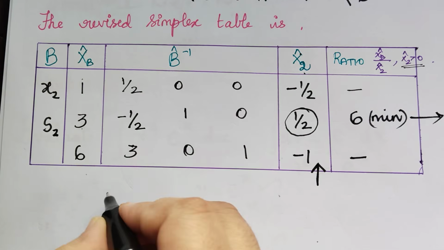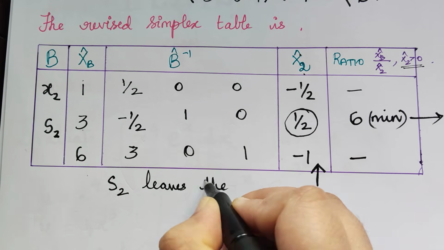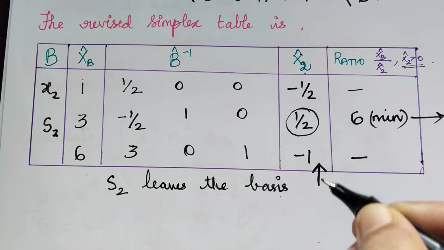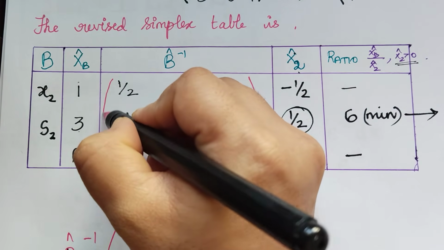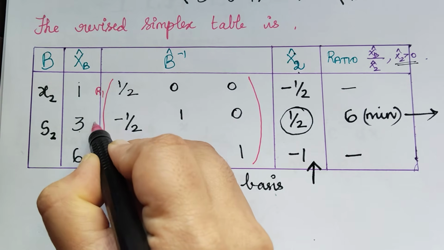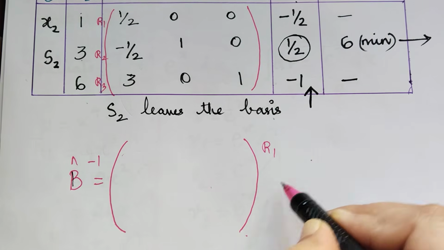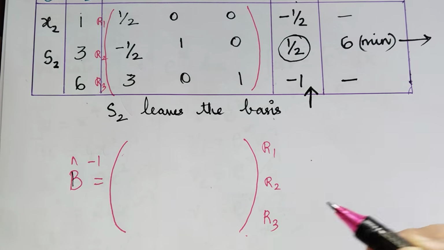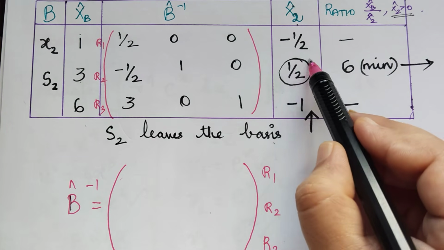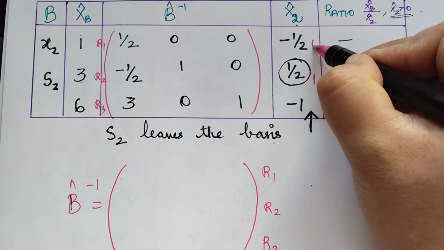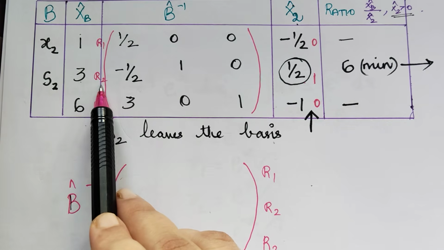So we will write here S2 leaves the basis. So now we have to update the b cap inverse value. So in order to update that, what is the previous b cap inverse? This one. So here we will take this as row 1, this is row 2, and this as row 3. And we have to find the new matrix for which row 1, row 2, row 3 we have to calculate. So what is the procedure? It is the same. We have to make the key element as 1 and the other elements of the key column as 0.